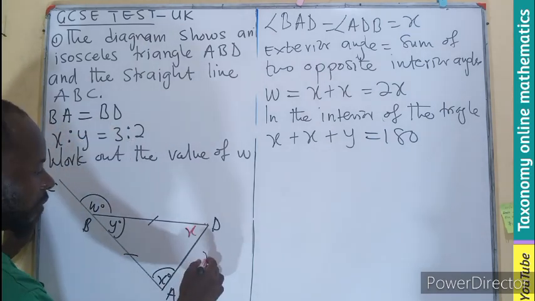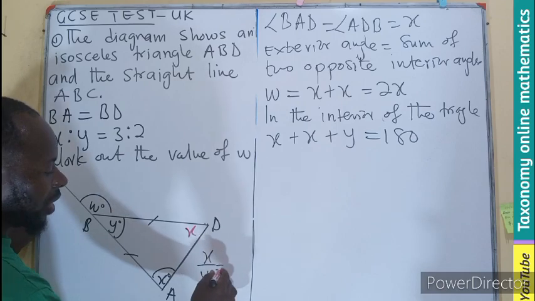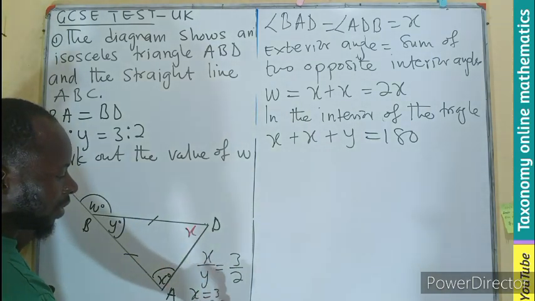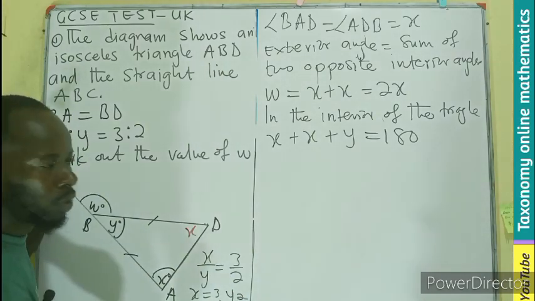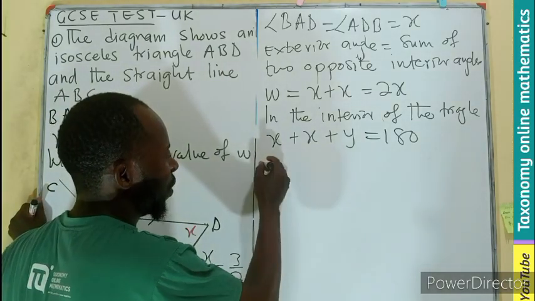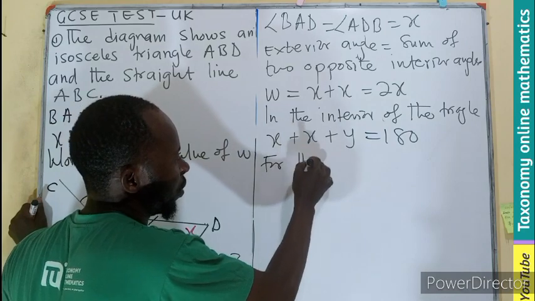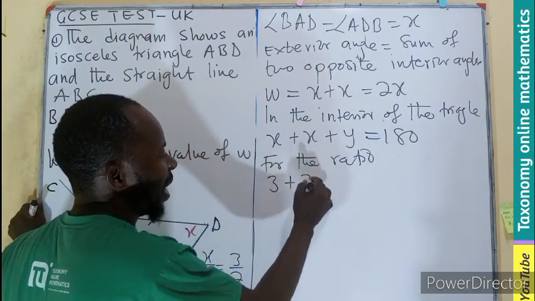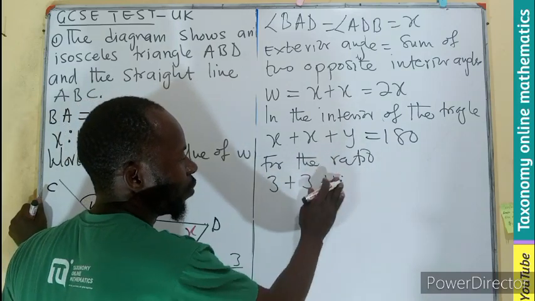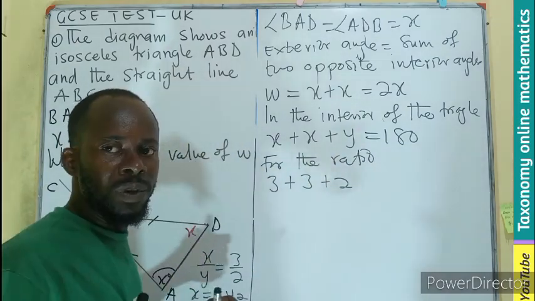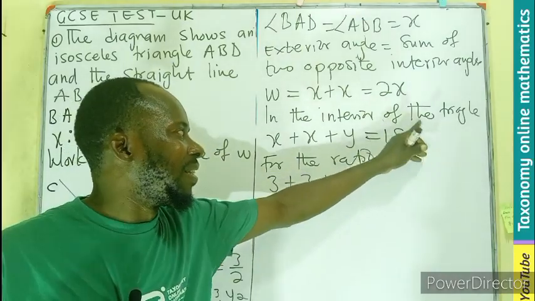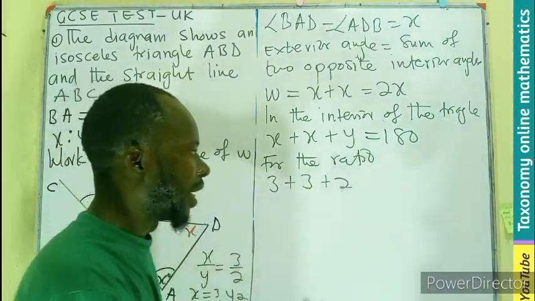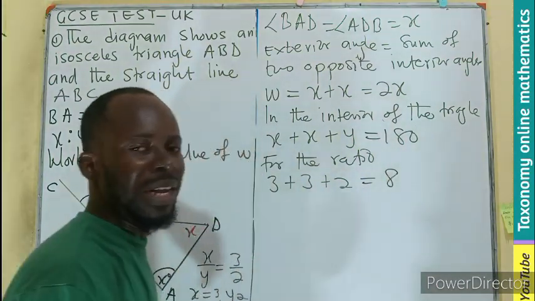So if I have x is to y equals 3 is to 2, it means x is 3, y is what? 2. So for the ratio, we have 3 plus 3 plus 2. The ratio, how many parts is this divided into? It is divided into 3, 3, 2. And how many parts is that? That will be 8 parts.